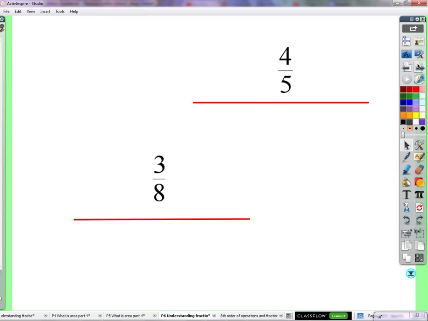Okay, one step closer. Who can come up and use what we've learned, the previous thing, and show us 4/5? Molly, can you come up and show us 4/5? And Tyler? Show us 3/8?